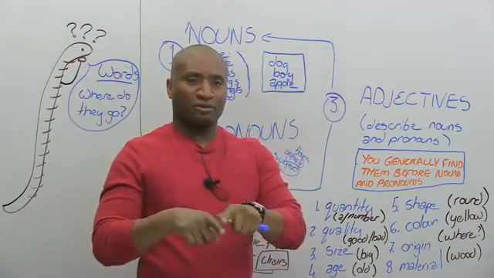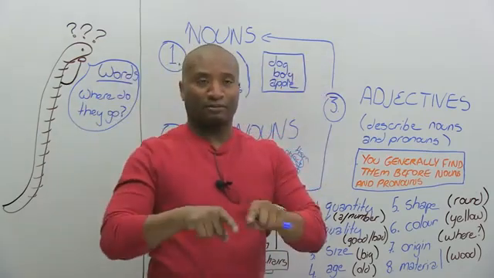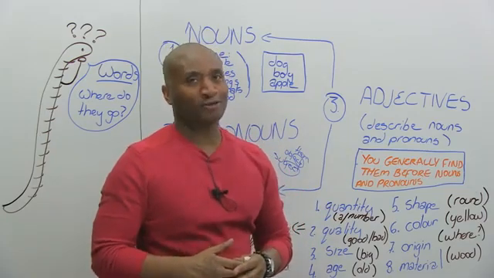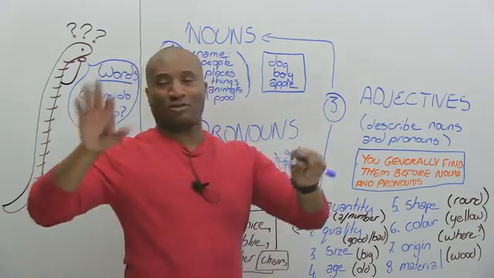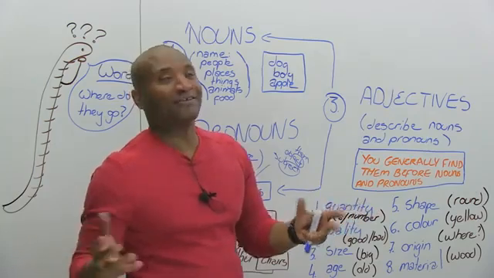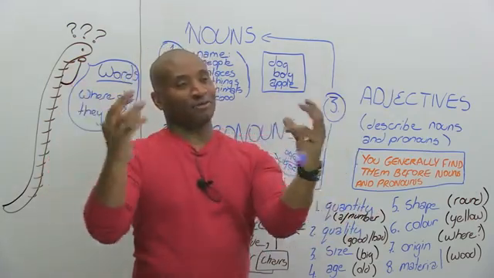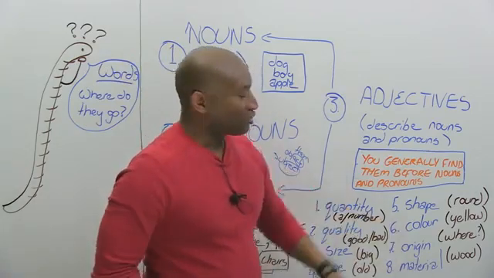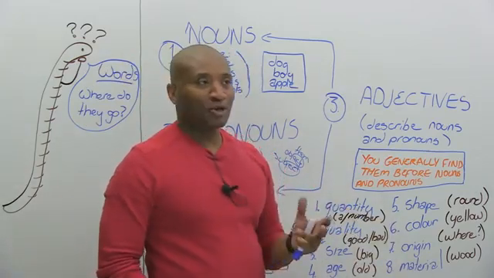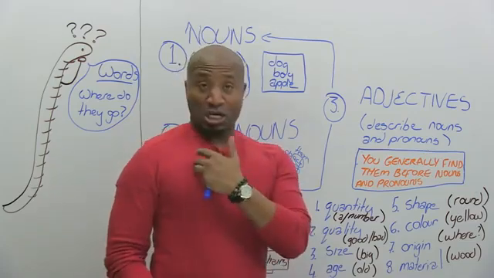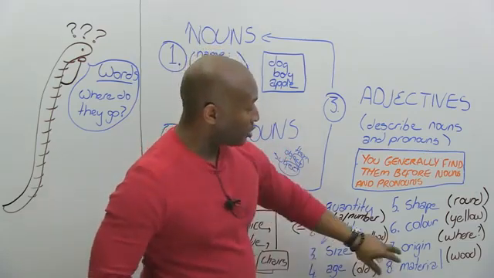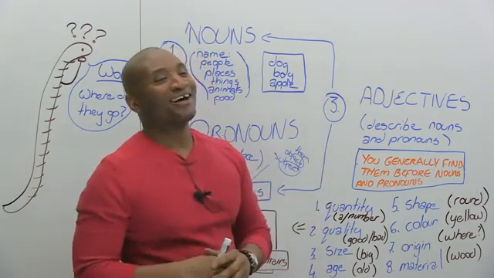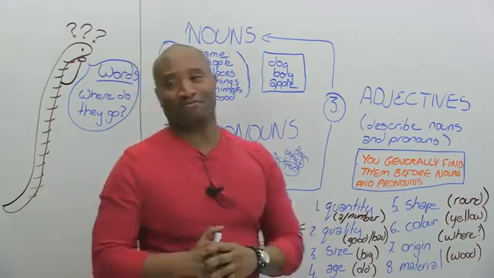Shape. Is it round? Is it a square? Or a triangle? What's the shape of it? Oblong. It's long and kind of circular, but yeah, oblong. Color. What is the color? Yellow, black, green, red. What's the color? Origin. Origin means where did it come from?